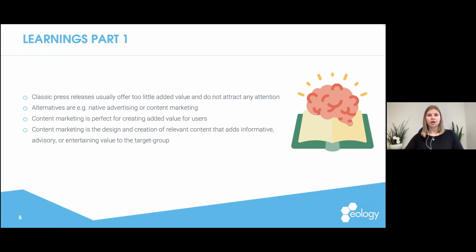But first of all, we're talking about the learnings of our part 1. We learned that classic press releases usually offer too little added value and do not attract any attention from the reader or the journalist. There are alternatives, for example, native advertising or content marketing. Content marketing is perfect for creating added value for the users. Its definition is the design and creation of relevant content that adds an informative, advisory, or entertaining value to the target group.